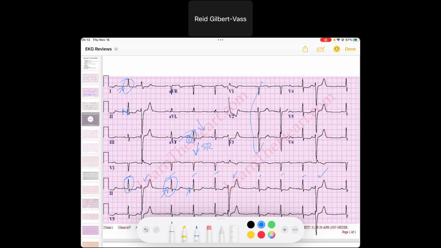We've got good R wave progression here in the precordial leads. And so now let's try to figure out what these little funky beats are. And we see that these funky beats are wide. They're greater than 120 milliseconds in width.